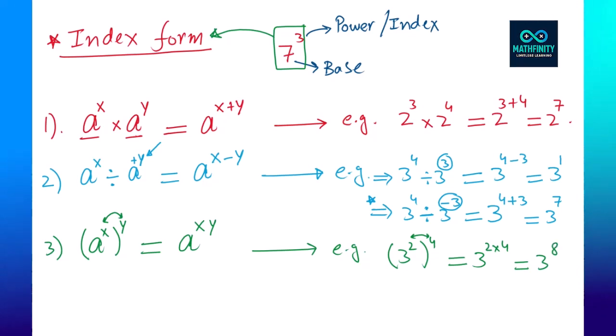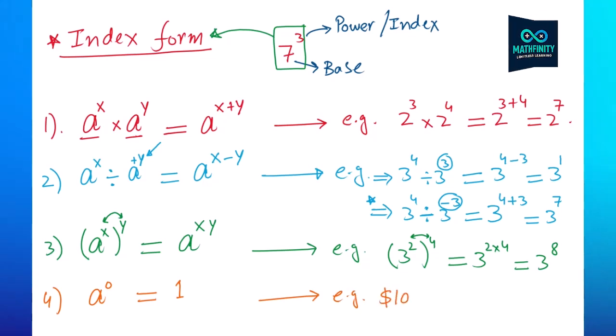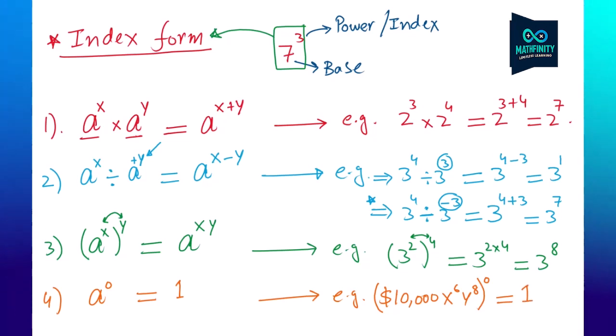The fourth rule: if the power or index is 0, then the answer will be equal to 1. Either the 0 is on a variable or a number, or combined. For example, if you see (10,000 x^6 y^8) with the whole power being 0, the final answer will be 1. Directly we will write the answer 1.